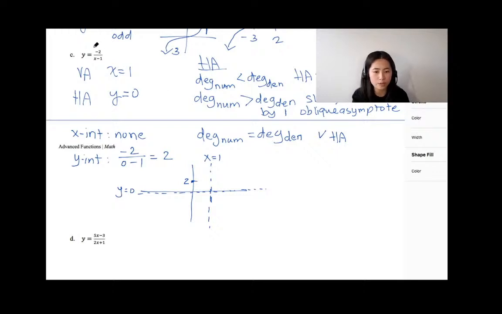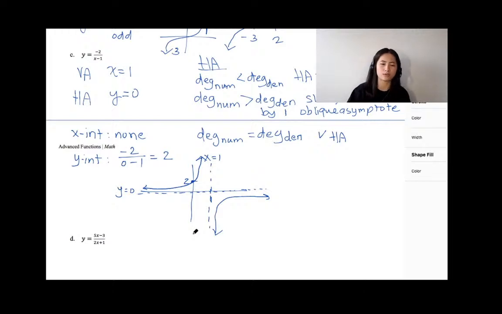So all you have to really graph is basically something like this. You need to pass your y-intercept. And this function is approaching 1, right, from the left side. And then basically you have something like this. Okay, so that's how you draw this function. And hopefully that was pretty straightforward.